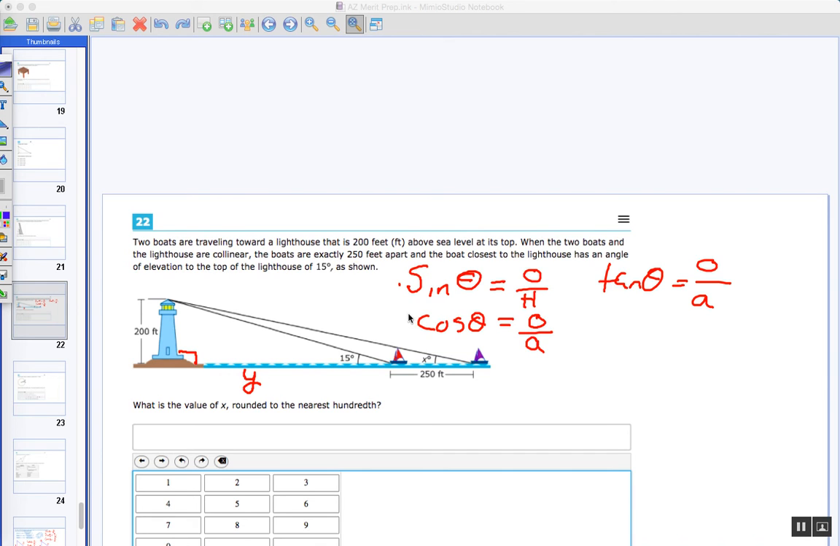All right, let me correct that real quick. Cosine of theta is not equal to opposite over adjacent. Cosine of theta is equal to adjacent side over its hypotenuse. Okay, so that makes a little more sense. And we are looking for y, which is adjacent to 15. So opposite is what we have. We are looking for adjacent, so we know that we want to use our tangent trig function.